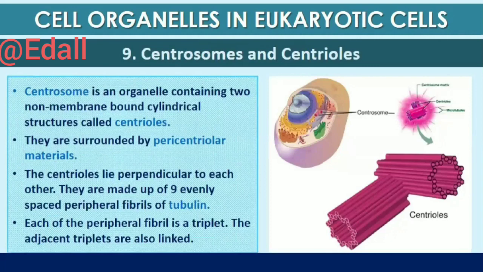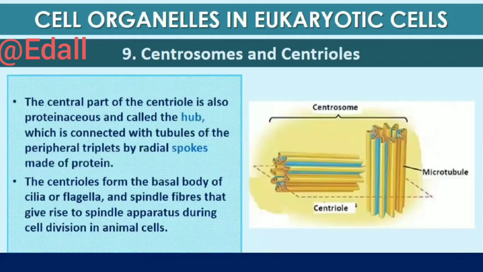8.5.9 Centrosome and centrioles. Centrosome is an organelle usually containing 2 cylindrical structures called centrioles. They are surrounded by amorphous pericentriolar material. Both the centrioles in a centrosome lie perpendicular to each other, and each has an organization like a cartwheel. They are made up of 9 evenly spaced peripheral fibrils of tubulin protein. Each of the peripheral fibrils is a triplet. The adjacent triplets are also linked.